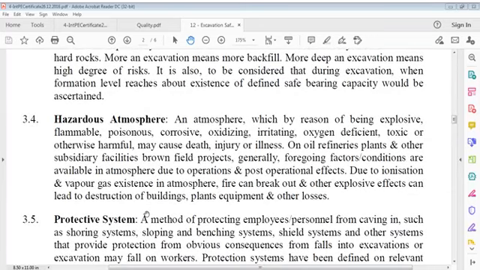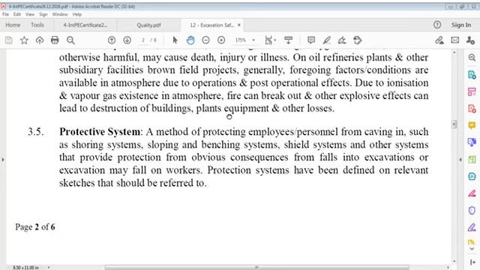Hazardous atmosphere: an atmosphere which by reason of being explosive, flammable, poisonous, corrosive, oxidizing, irritating, oxygen deficient, toxic or otherwise harmful, may cause death, injury or illness. On oil refinery plants and other subsidiary facilities, brownfield projects, generally the foregoing factors and conditions are available in the atmosphere due to operations and post-operational effects. Due to ionization and vapor gas existence in the atmosphere, fire can break out and other explosive effects can lead to destruction of buildings, plants, equipment and other losses.